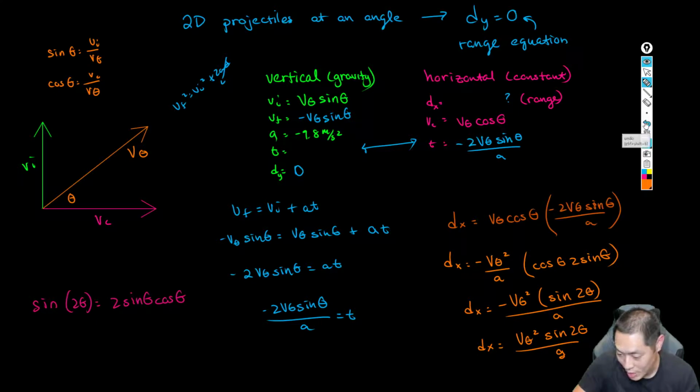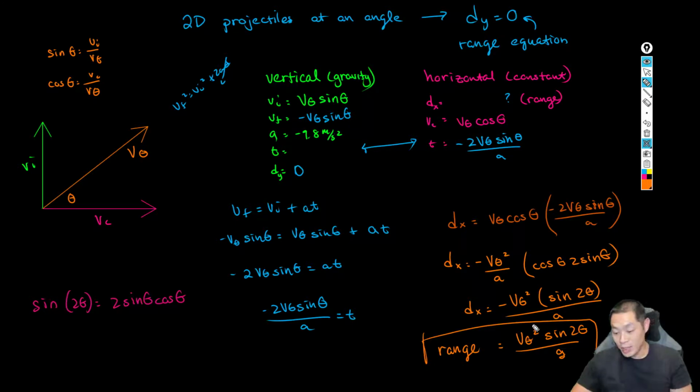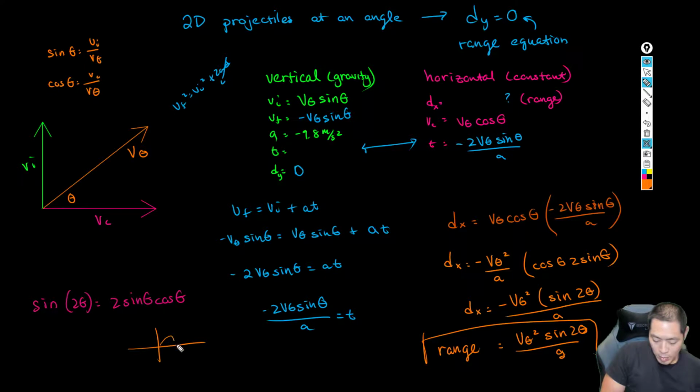Normally they don't write dx, they just write range. So all you need is your initial velocity at the angle, sine 2 theta divided by 9.8, and that'll give you how far something went. Now, if we look at this, we could figure out a couple things. Sine, remember, if you look at sine, it goes up and down. Hopefully I started off, I think it starts off at 0. I'll be honest. Yes, it does. Starts off at 0, and it goes up and down.